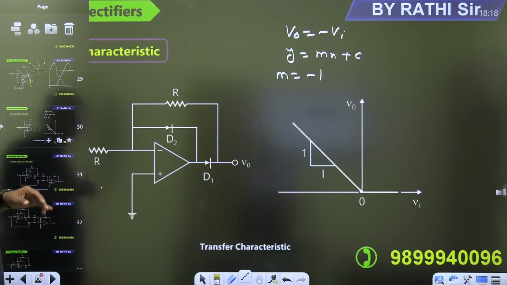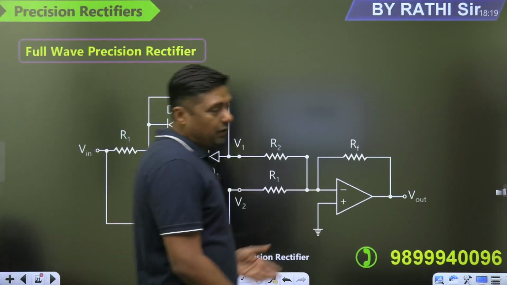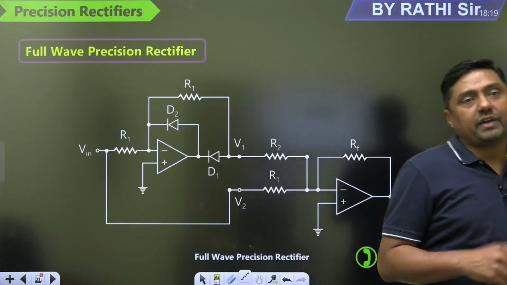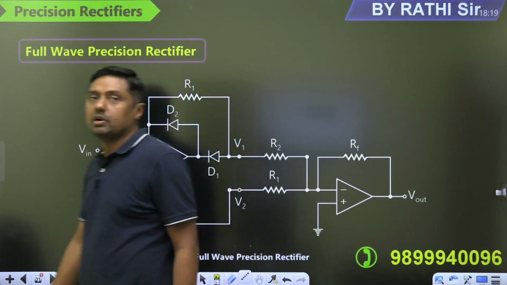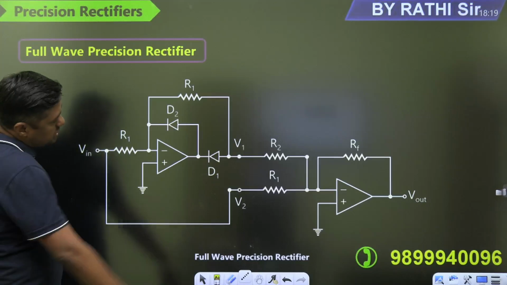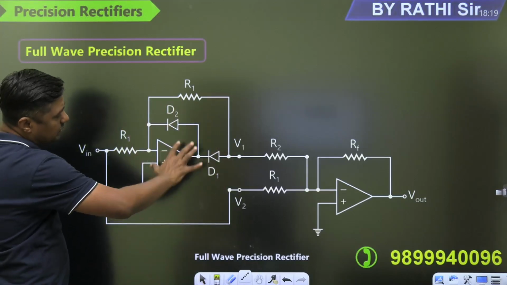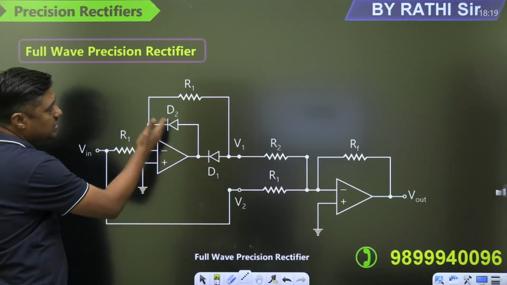Then finally, full wave precision rectifier, guys. Full wave. How we are going to design the full wave rectifier? This is a very important diagram. We are getting question from this particular diagram. So full wave rectifier, watch this circuit, only this portion. This is a half wave rectifier. Just I have discussed, just change the polarity of the diode.